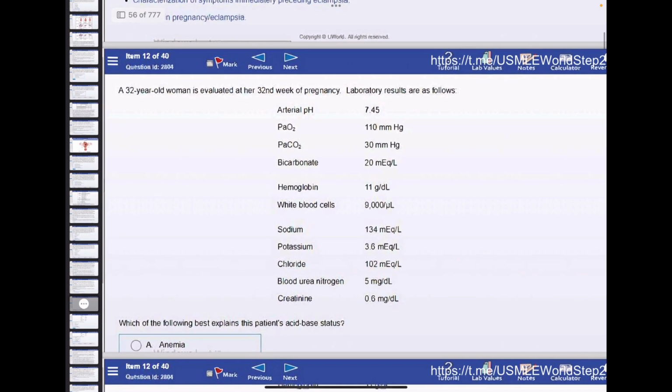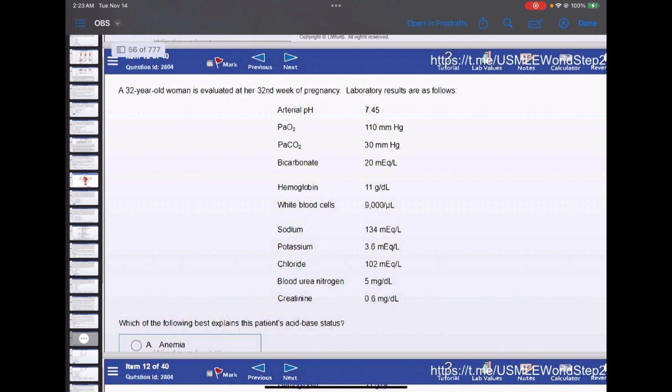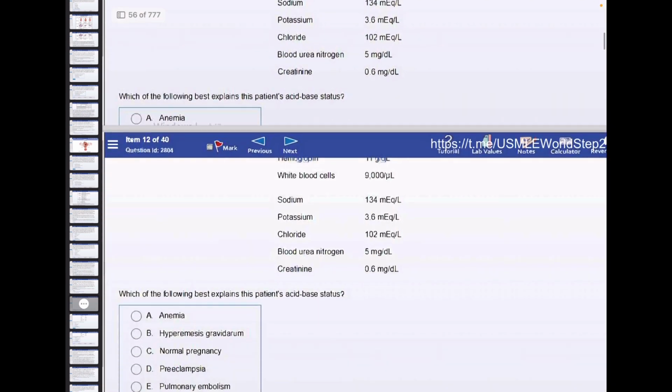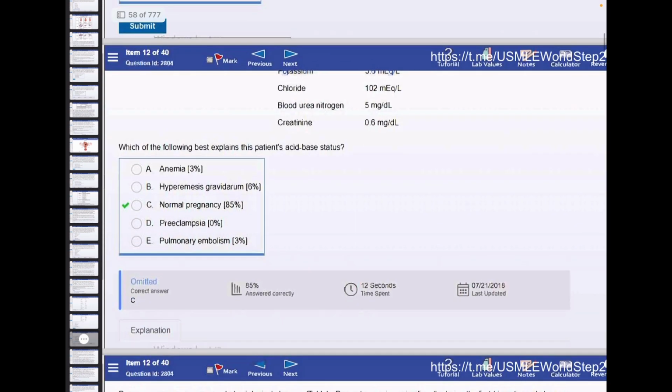A 32-year-old woman is evaluated at her 32nd week of pregnancy. Laboratory results are as follows: pH, oxygen high, carbon dioxide low, bicarb, hemoglobin, white blood cells, sodium, potassium, chloride, BUN, creatinine. Which of the following best explains this patient's acid-base status? That is normal pregnancy.